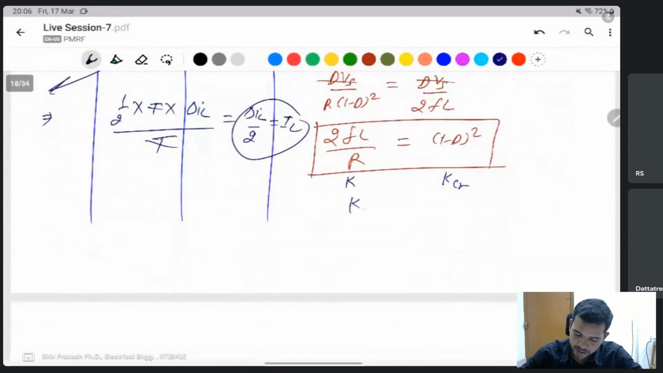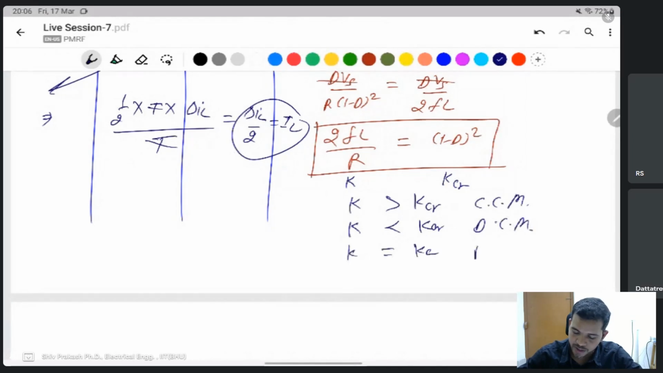If K is greater than Kc, the critical condition of the duty cycle, then it is CCM, continuous conduction mode. K is less than Kcr means discontinuous conduction mode. And K equal to Kcr is the boundary condition.